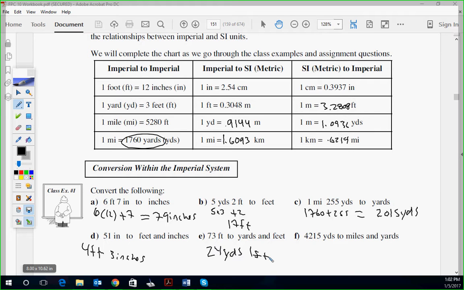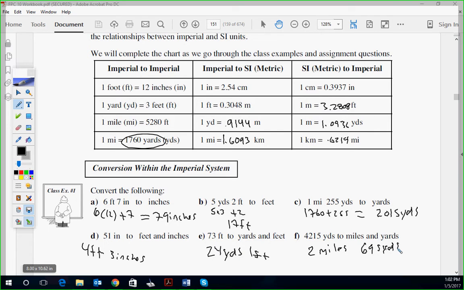Okay, 4215 yards to miles and yards. We're going to divide 1760 into that. 1760 goes in twice, so 2 miles, and then the leftover is 695 yards.